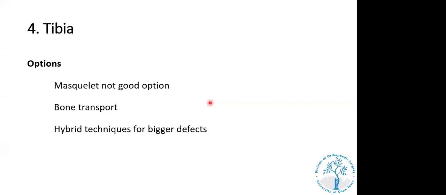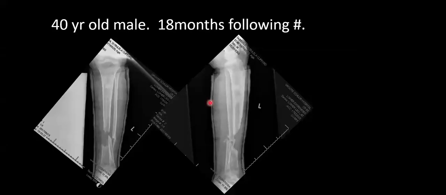In the tibia, the masculate is not a good option. Bone transport really is the mainstay. You can use a hybrid technique for bigger defects to cut down on your fixator time. This is another example of a patient who had a bone defect and was treated first in an X-fix and then in a cast for 18 months following a fracture, and then referred to me with a non-union. I mean, this is not a non-union. This is an untreated bone defect, because you can't have this scenario and expect a union.